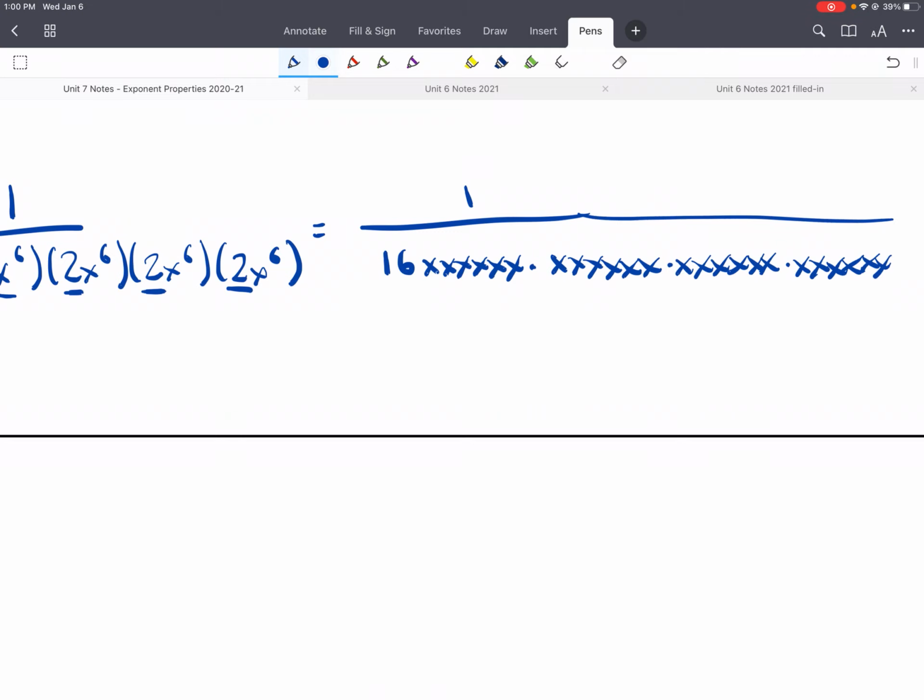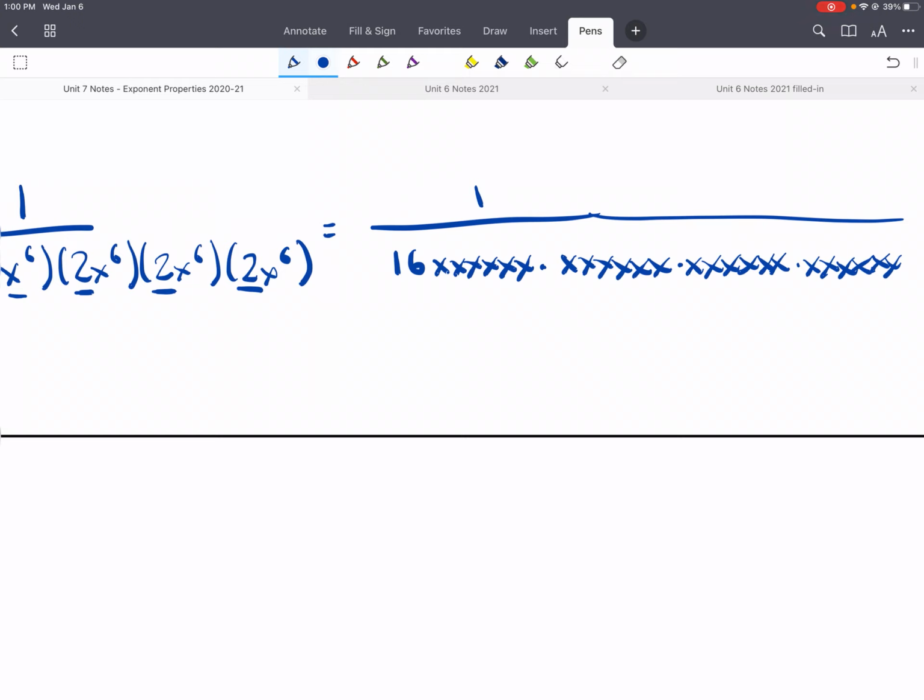And again, sometimes expanding is not the best, okay? But if you were to add all of those up, you would end up getting 1 over 16x to the 24.